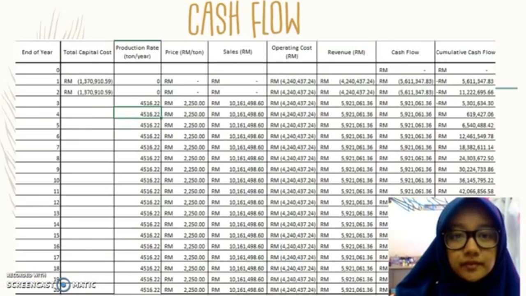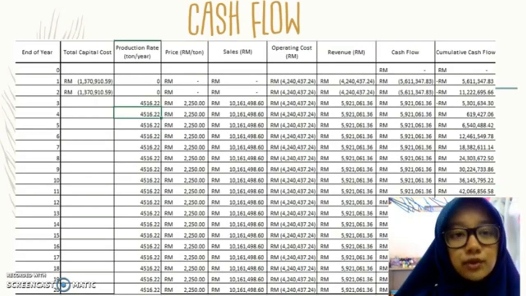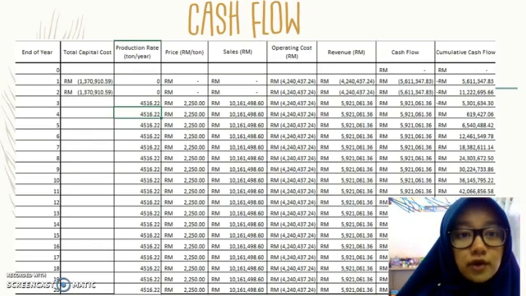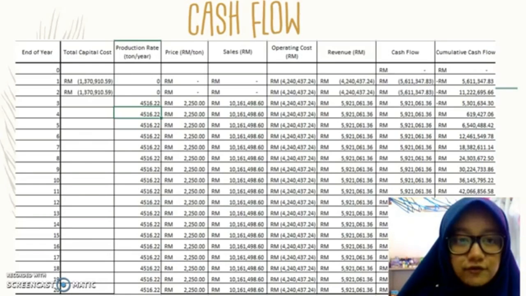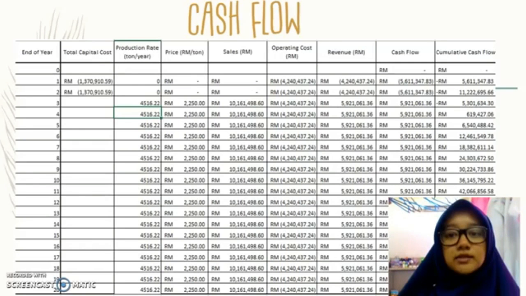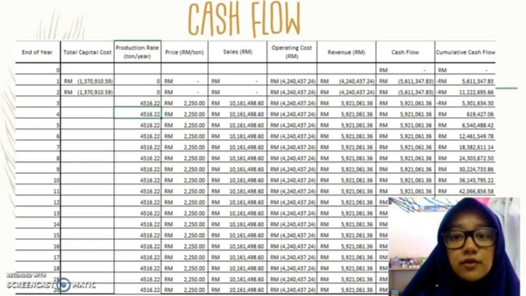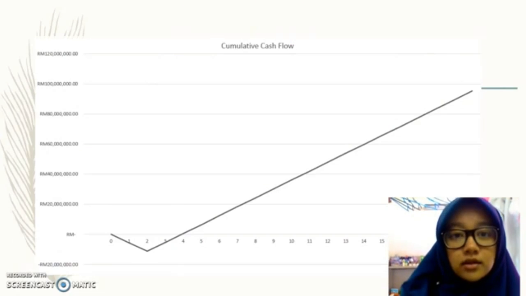So this is our cash flow with our production rate of 4,500 ton per year, and our price per ton is 2,250. So the revenue is about 10 million. So we'll get the payback of our investment in about the 4th year. So this is our cumulative cash flow.